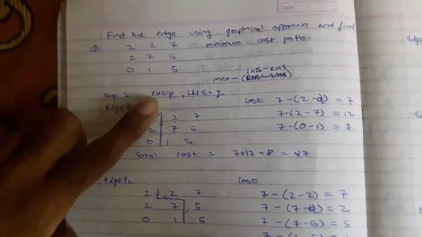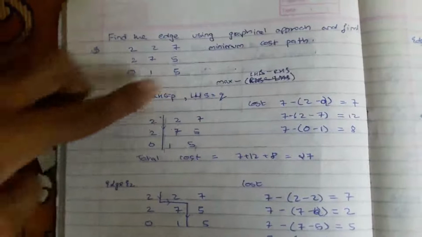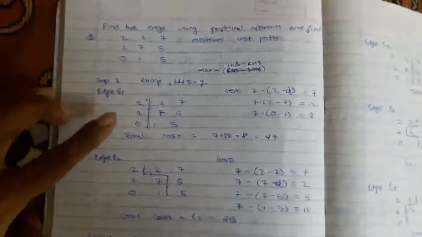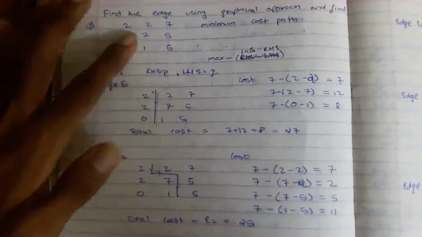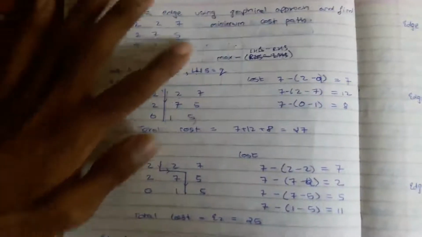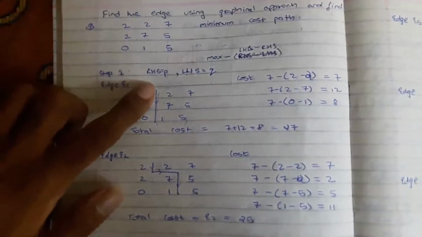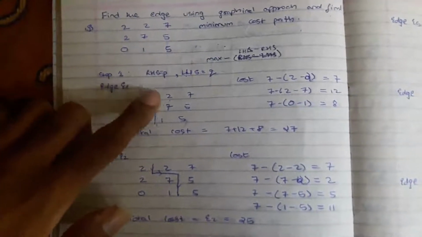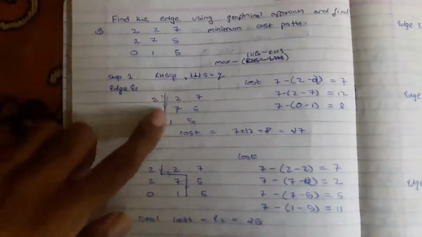Step 1, let RHS be P, let LHS be Q. Well, this is not actually required. What you actually need to do is assume all the edges that are possible with this particular image. So this is standard. This is the first. Suppose you take this as the first edge.